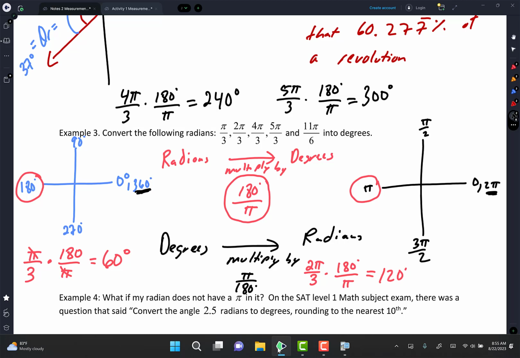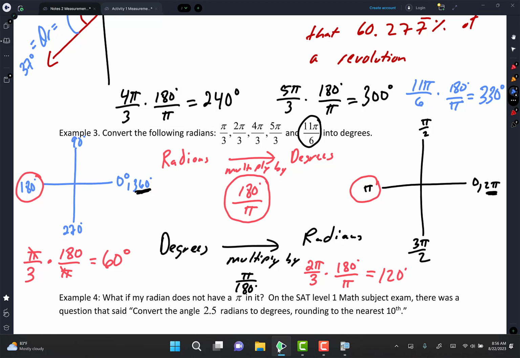And last one. That one's really close to 2 pi, right? Because if it were 12 pi over 6, it'd be 2 pi. So 11 pi over 6 times 180 over pi. It should be pretty close to 360, but not quite. Like 300 something. What'd you guys get? 330. How do we feel, guys?